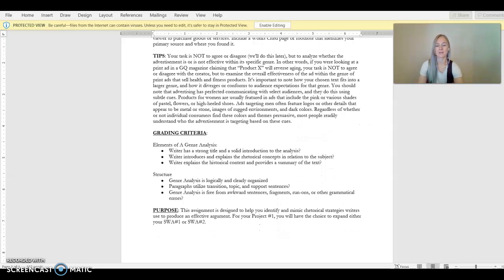So your task is not to disagree or agree with the ad, but to analyze whether or not it's effective for the specific genre of advertisement that it is. I'll give you an example of a print ad in GQ magazine saying that product X is going to reverse aging. It doesn't matter to you at all whether or not product X actually does that.